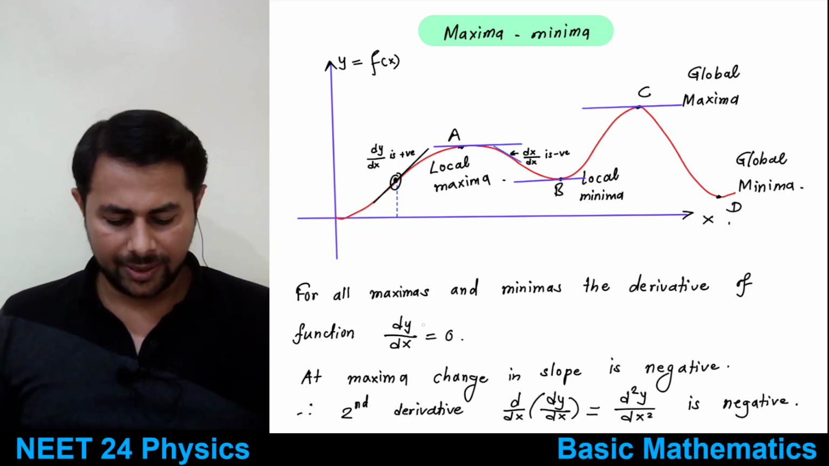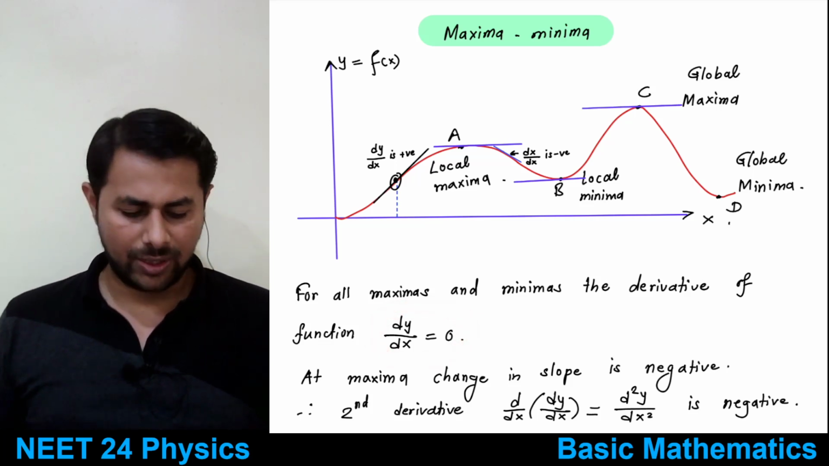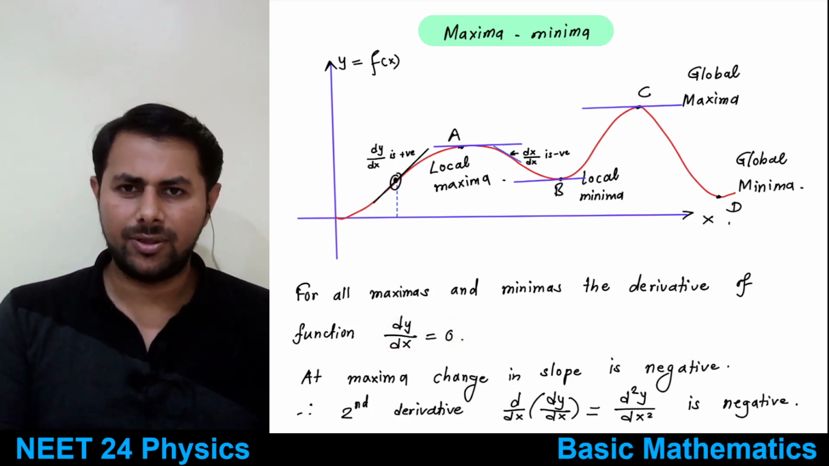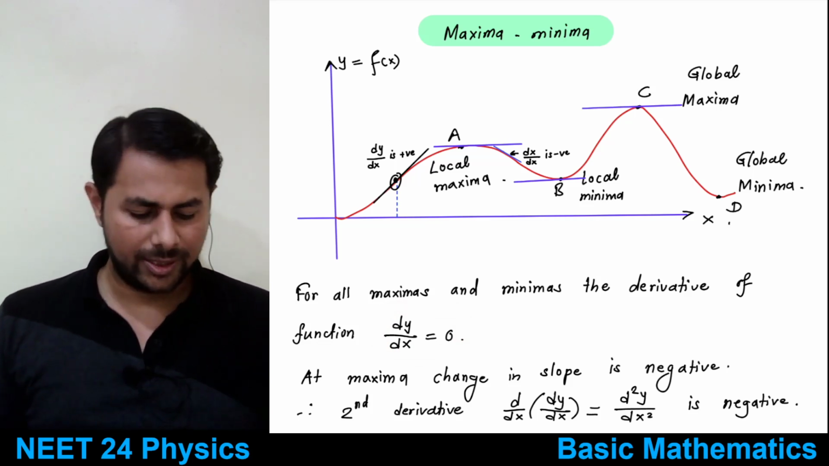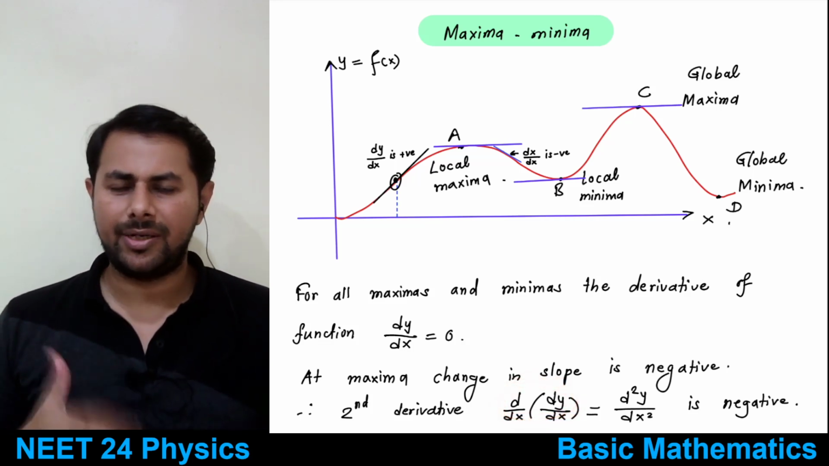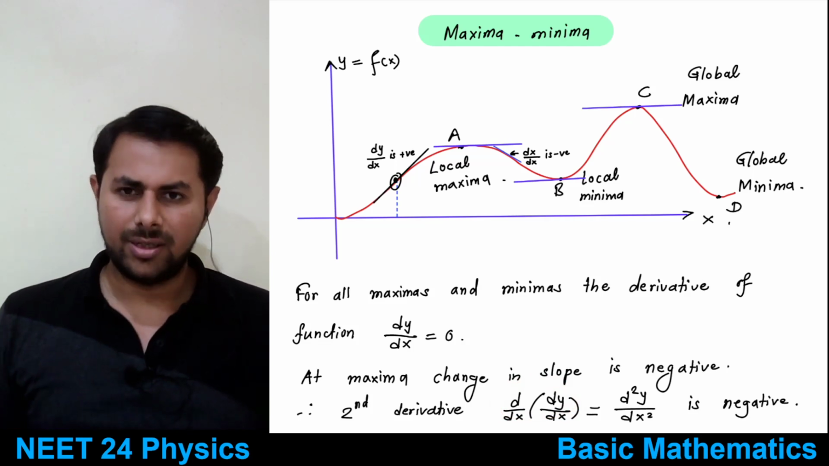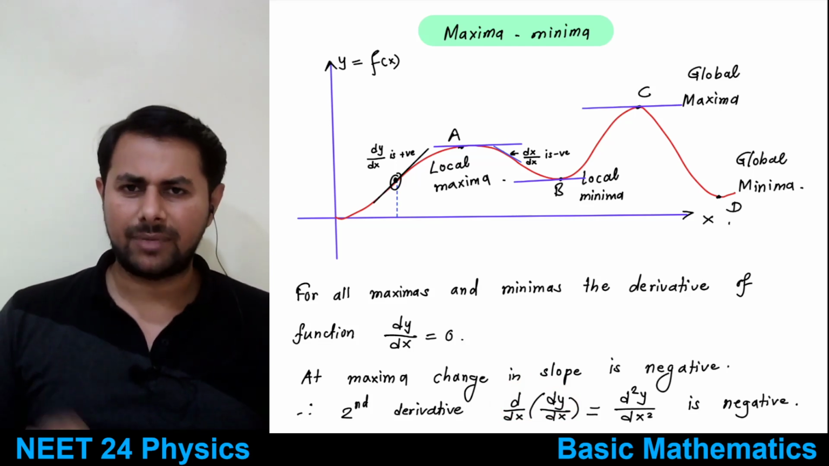So you can take the derivative equal to 0 and find all points at which the derivative becomes equal to 0. Then you need to check what the double derivative is at a particular point. If the double derivative is negative, it's a maxima. If the double derivative is positive, it's a minima.